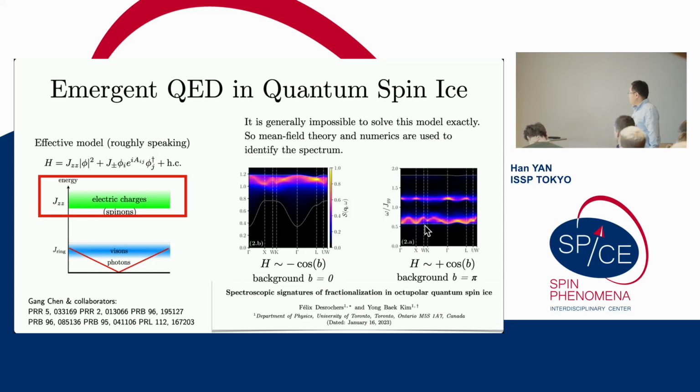Yeah? So it turns out that this background flux is quite important when you want to compute the two spin-flip spectrum, or the spectrum of electric charges. In particular, for the zero flux phase, you have essentially one broad continuum. But in the pi flux phase, you have three, where the third one is a bit weaker, and they are more or less flat and separated.